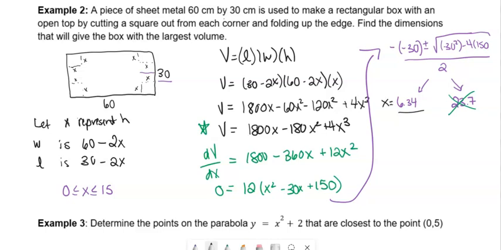And then I can use these expressions to figure out that the dimensions of the box are 6.34 by 47.32 by 17.32.